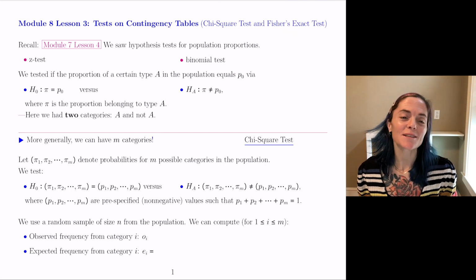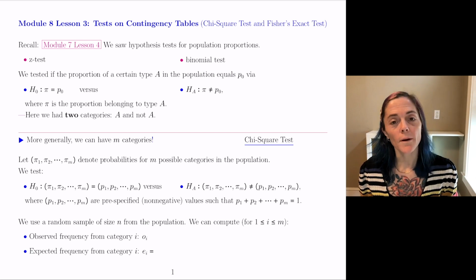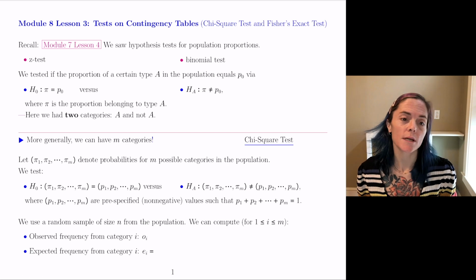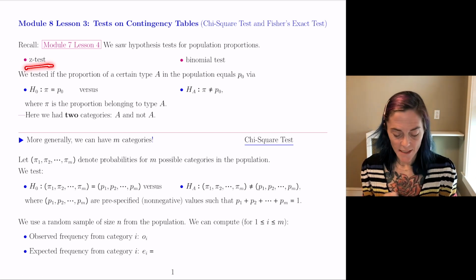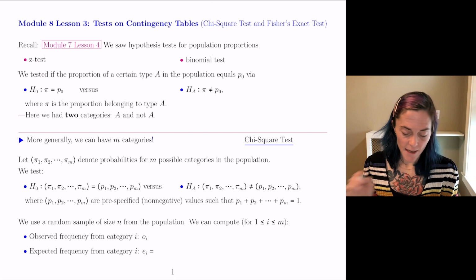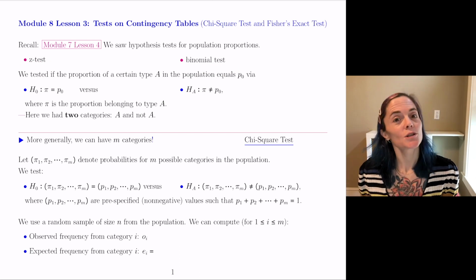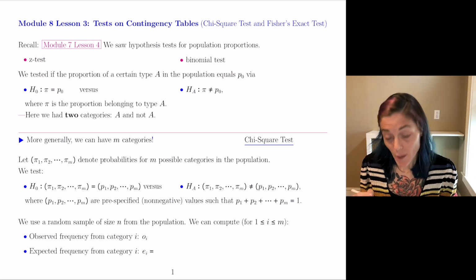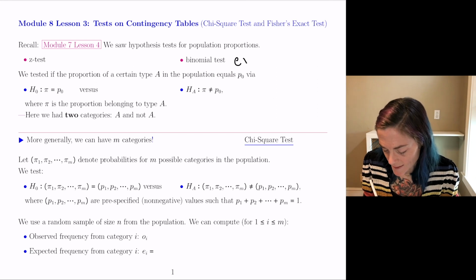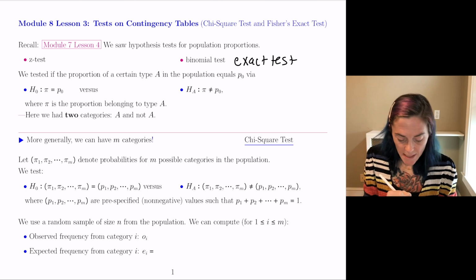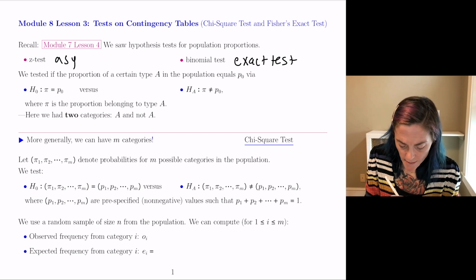But let me take you back to Module 7, Lesson 4. This is when we saw hypothesis tests for population proportions. We learned about the z-test and the binomial test. Just to recall, the binomial test was an exact test, and the z-test was an asymptotic test.